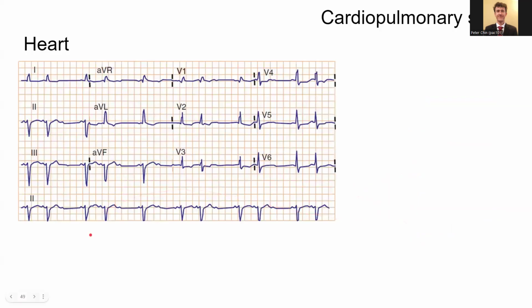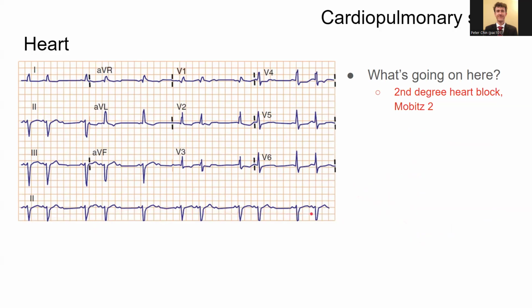All right, so let's look at this EKG. You might know where this is going based on the pattern that we've been following. We're just going down the bradyarrhythmias. So at this point, you've taken a chance to look at the EKG. This is second degree heart block, or Mobitz 2.